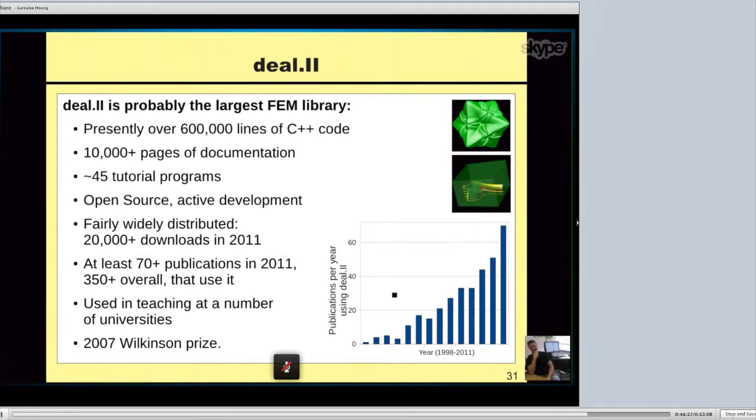It's fairly widely distributed, so we had on the order of 20,000 downloads in 2011. We know of at least 70 publications in 2011 that used us. This is probably a vast underestimate. Not every publication that uses deal.II do we know of. It's used in teaching at a number of universities.